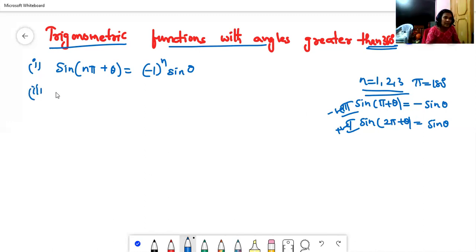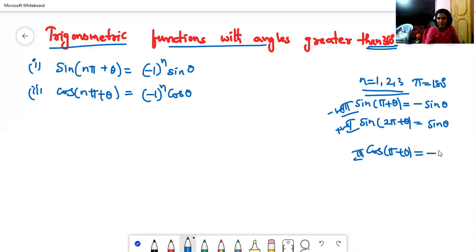The second one, cos of n pi plus theta, is equal to minus 1 whole power n cos theta. Same: cos of pi plus theta is in the third quadrant. In the third quadrant it is negative only, minus cos theta. Cos of 2 pi plus theta will come in the first quadrant, plus cos theta. The same relation is there. In the third quadrant, negative. In the first quadrant, positive. So minus 1 whole power n cos theta.